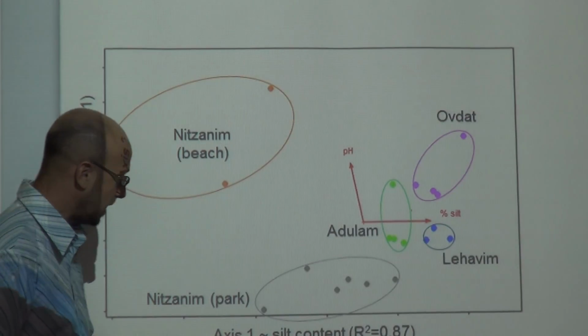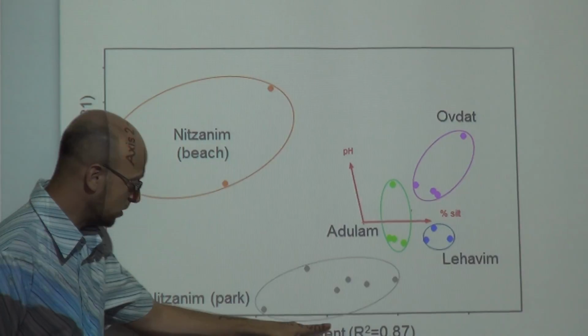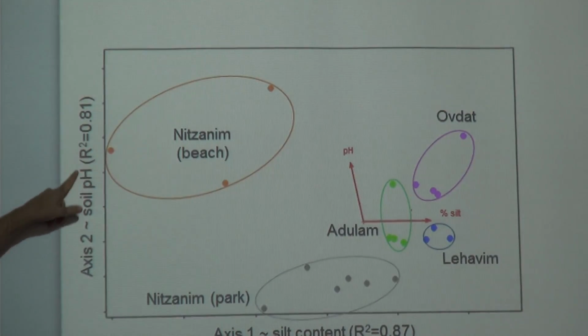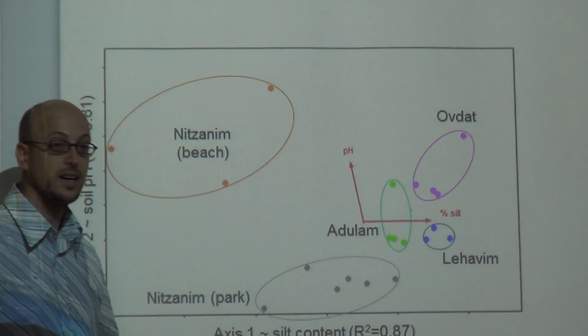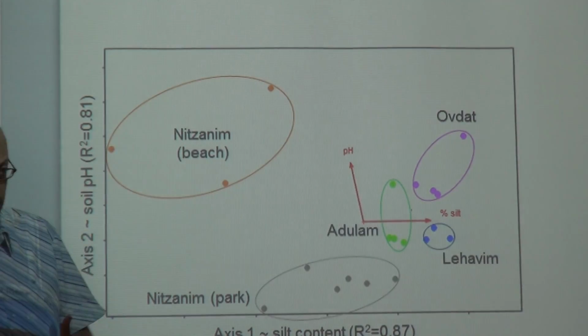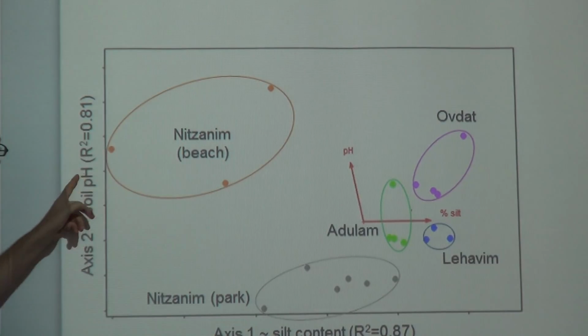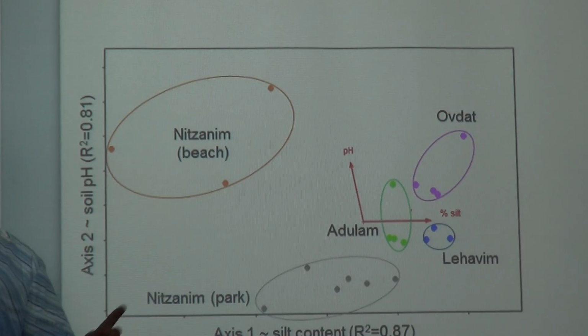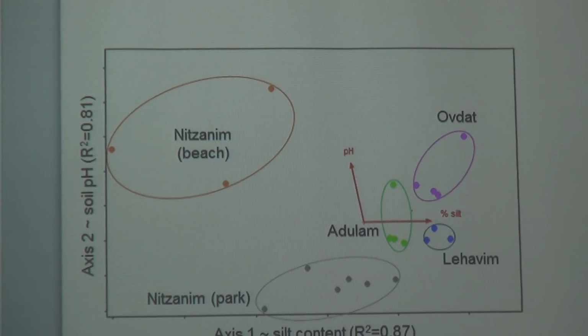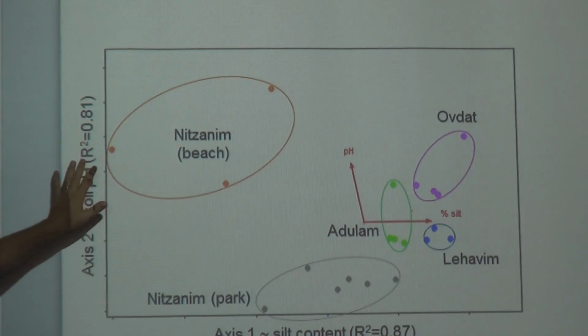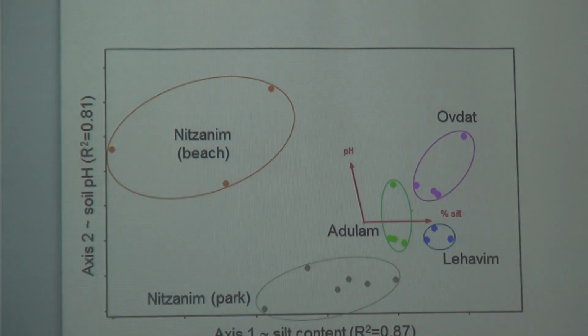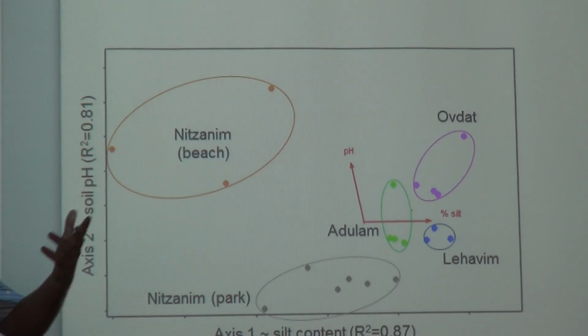And you can see that axis 1 is not silt content and axis 2 is not soil pH, but it is somewhat correlated to silt content and pH. So we put that here, but these are not the actual axes. The axes are correlated to pH, but they are not pH. So this is just some more data that you can add later.